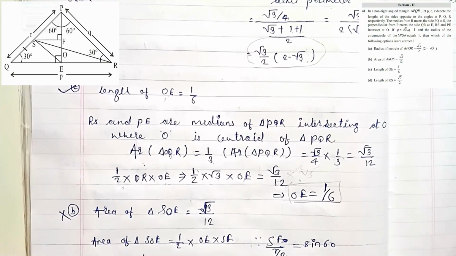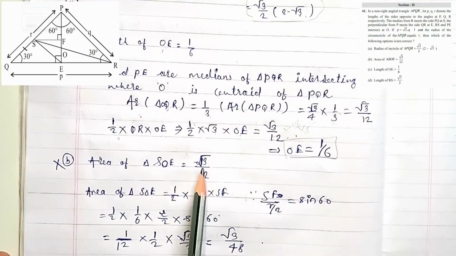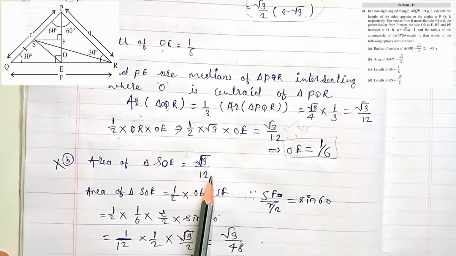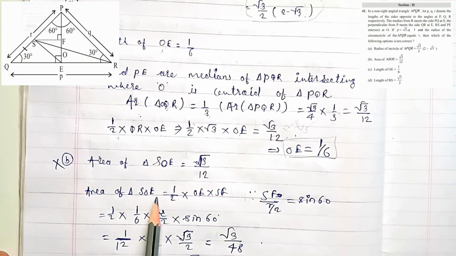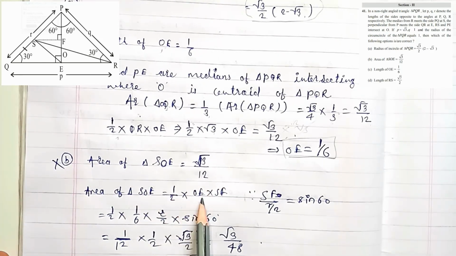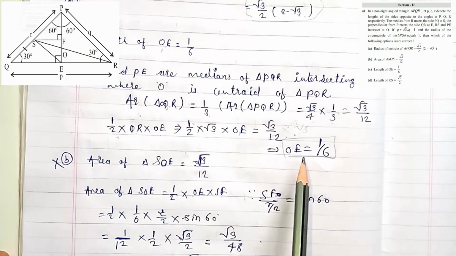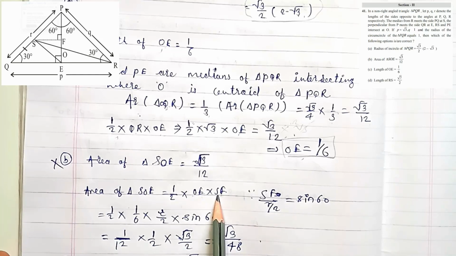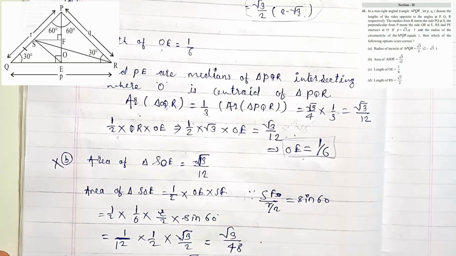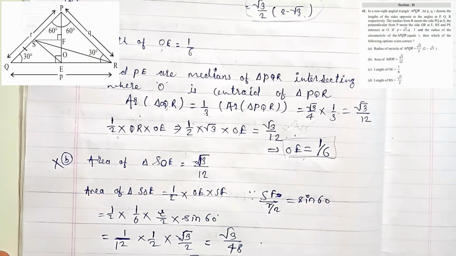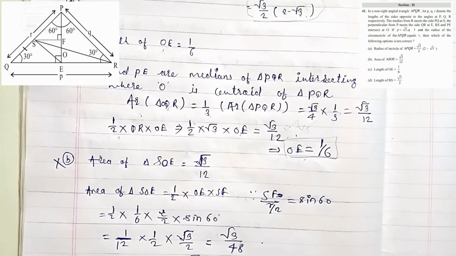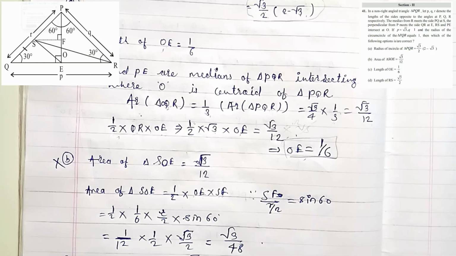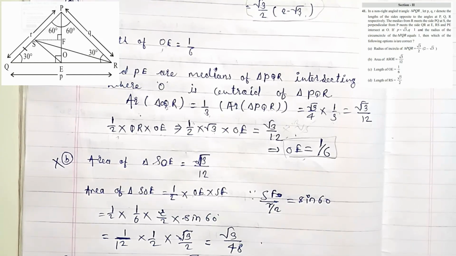We want the area of triangle SOE, which is root 3 by 12, whether it is possible or not. Now the area of triangle SOE can be written as 1/2 into OE into SF, base into height. Okay, so we know the value of OE. Now we want the value of SF. SF can be found from our triangle. Okay, and for SF, we can write sine of angle A. Okay, we have angle P here as 60 degrees, so we can write sine 60 as SF upon R by 2, like opposite side upon hypotenuse.